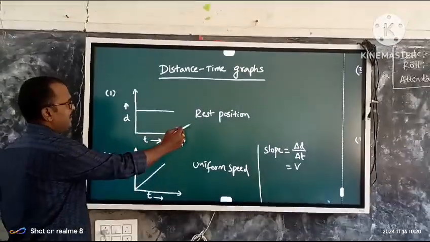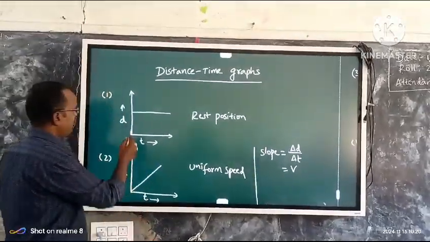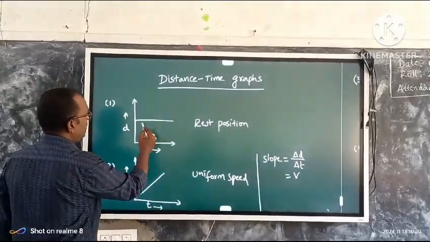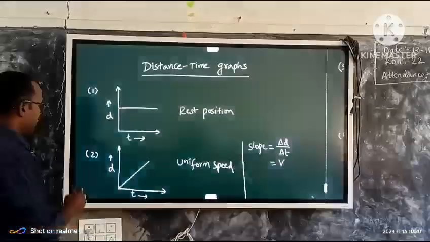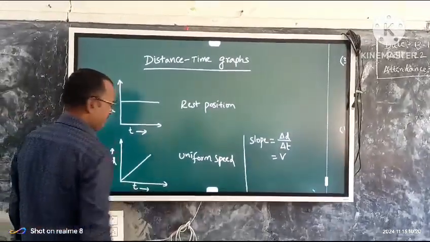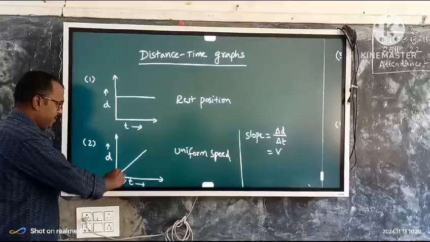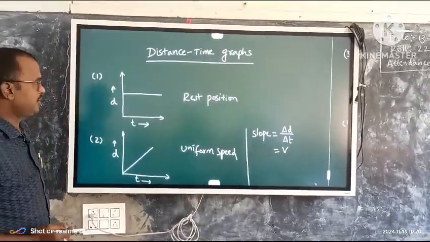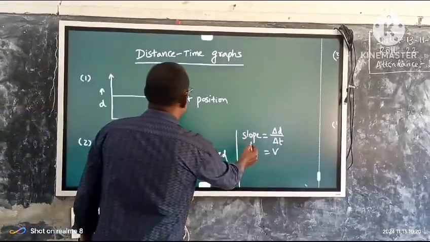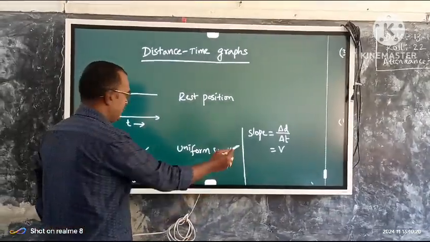First one is rest position. So if you observe, the rest position graph is a line parallel to the time axis. Second one is uniform speed. Here the graph is in the shape of a straight line passing through the origin. So the slope of the distance time graph gives velocity.